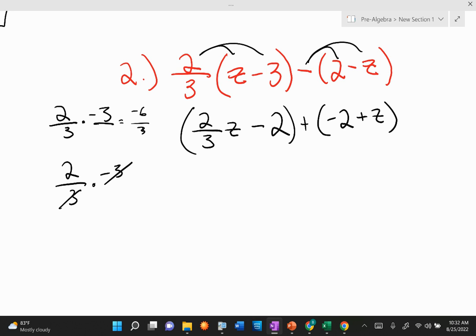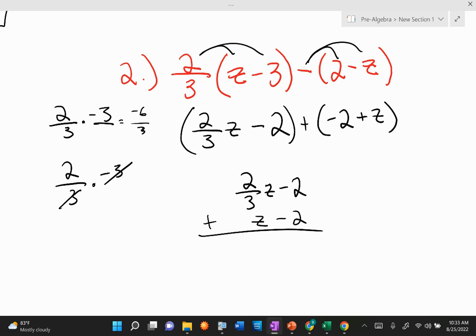And now we're just going to vertically align. So I've got 2/3 z. You should be writing this unless yours looks exactly like mine. 2/3 z minus 2 plus z minus 2. So again, notice you had to kind of flip them around to make sure that they lined up. Just make sure that you keep the signs with the correct term. Now we're just going to add them together.